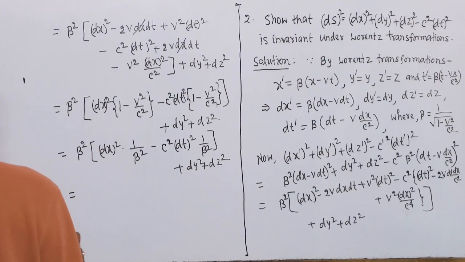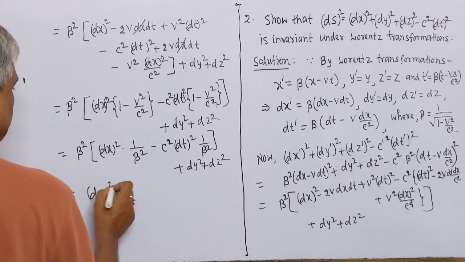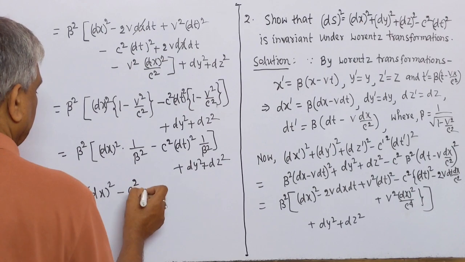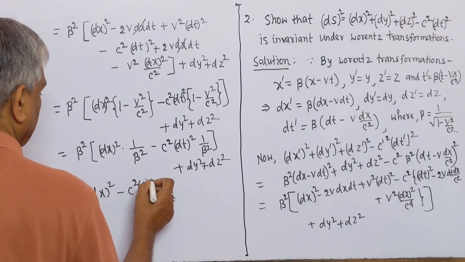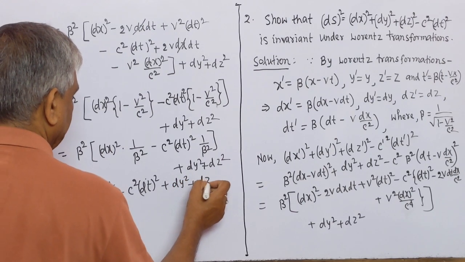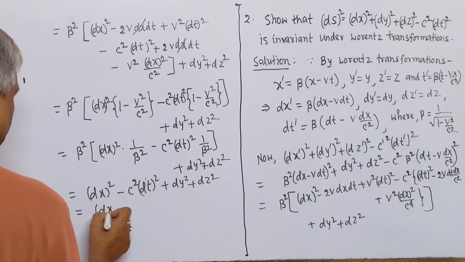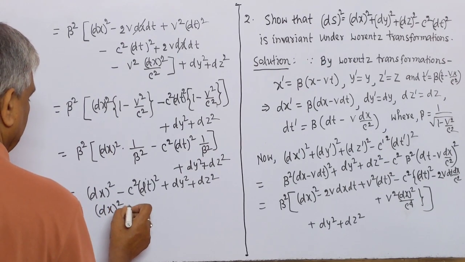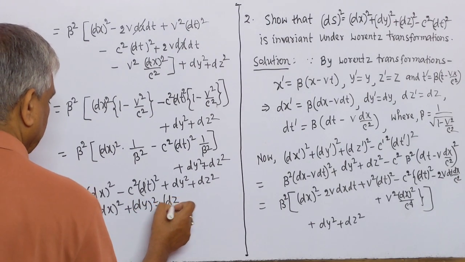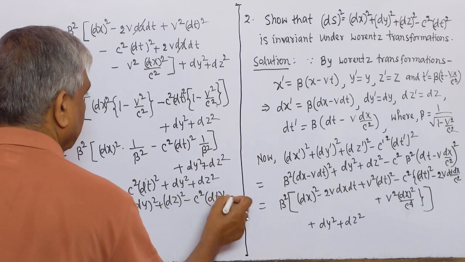So this will be equal to beta square cancel, dx whole square minus, here also beta square cancel, c square dt square plus dy square plus dz square. This equals dx square plus dy square plus dz square minus c square dt square.